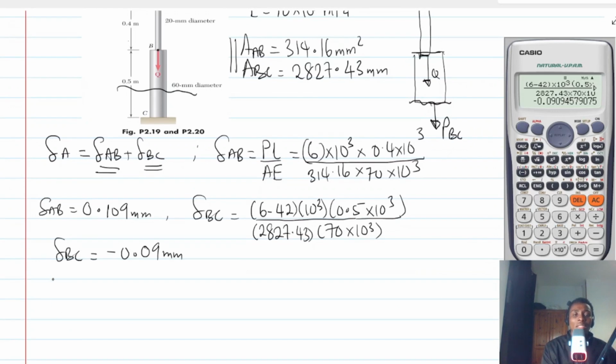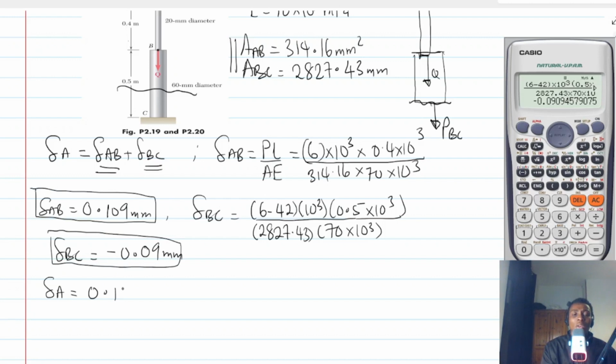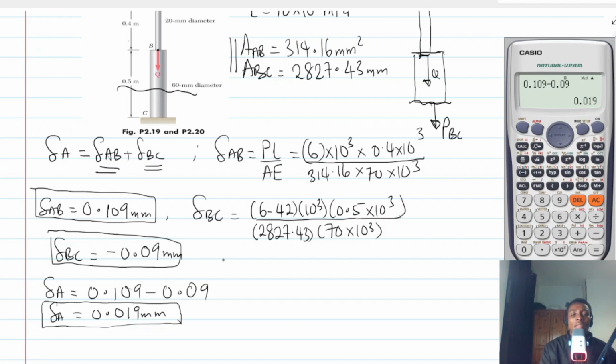All right, so then the deflection at A, so we have this and then we have this. So this one will be 0.109 minus, because it's supposed to be plus, but then it is minus, so we just negate it. So what is it, the difference? 0.109 minus 0.09. So 0.019 millimeters. So this is the deflection that we will see at A.